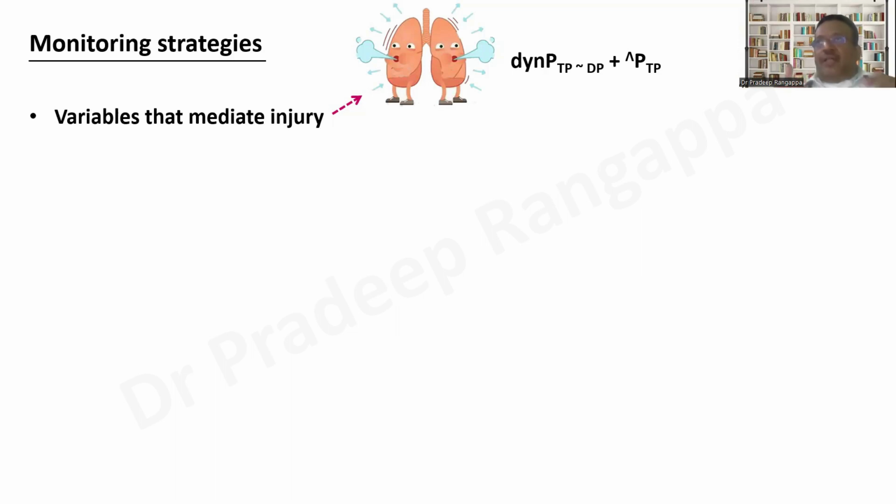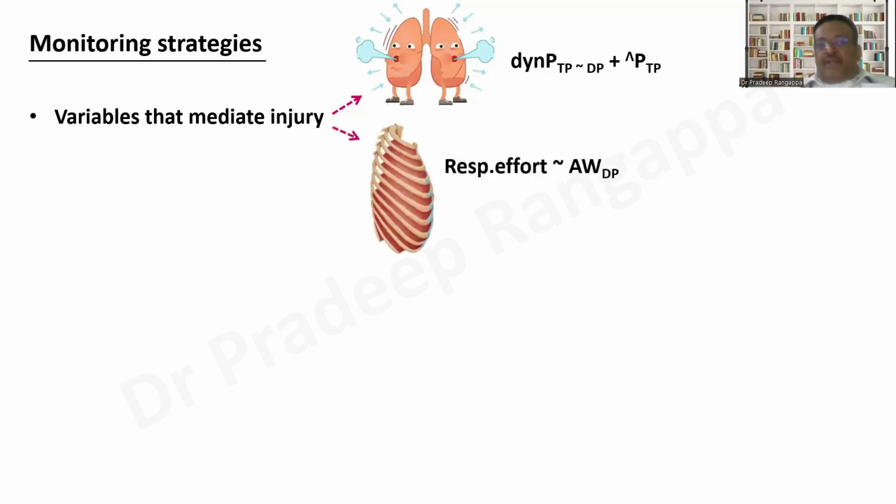As we say, initially we understood the concept of only the plateau pressure. Then we understood the concept of driving pressure, which is plateau pressure minus PEEP. So is the case in transpulmonary pressure. Now we are splitting the transpulmonary pressure into dynamic transpulmonary driving pressure and peak transpulmonary pressure. And the variables that mediate injury can also be due to the respiratory effort or the respiratory muscle function. And this is equated to airway driving pressure, which we simply called as P plat minus PEEP.